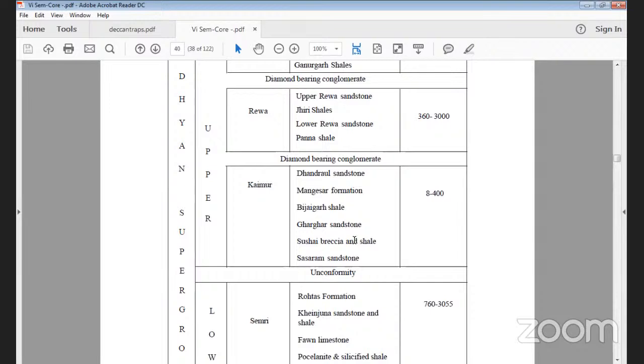So here the Rewa group is divided into Panna shale, lower Rewa sandstone, Jhiri shales, and upper Rewa sandstone. Here the thickness is 360 to 3000 meters.